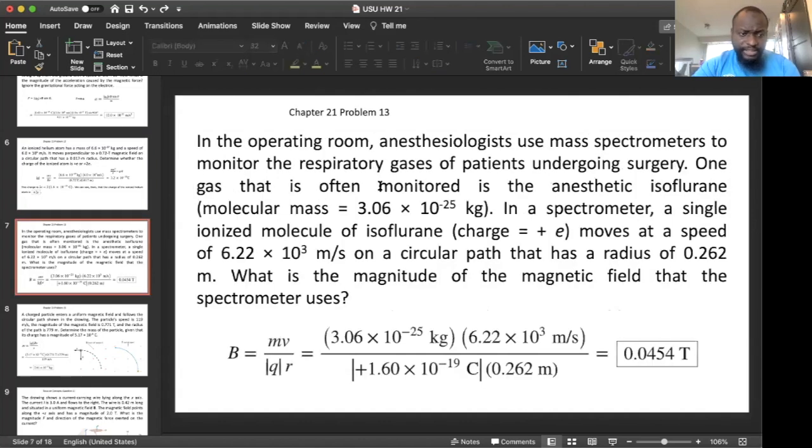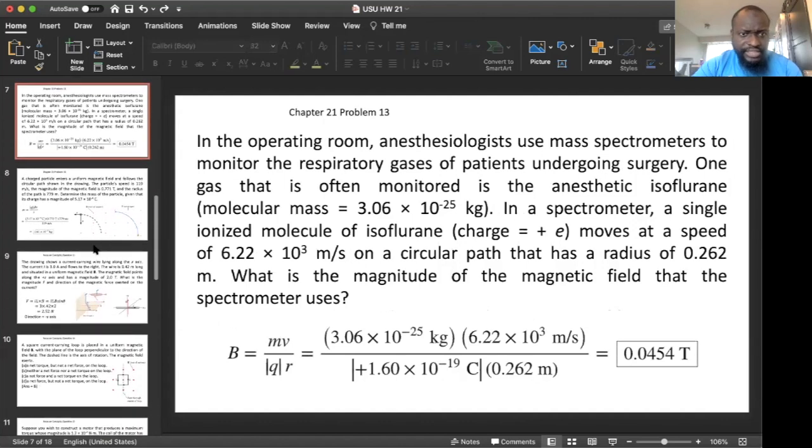Next problem, chapter 21, problem 13, says, in the operating room, anesthesiologists use mass spectrometers to monitor the respiratory gases of patients under surgery. One gas that is often monitored is the anesthetic isoflurane. In a spectrometer, a single ionized molecule of isoflurane, the charge is given, the mass is given, moves with a certain speed. You're asked to find the magnitude of the magnetic field.